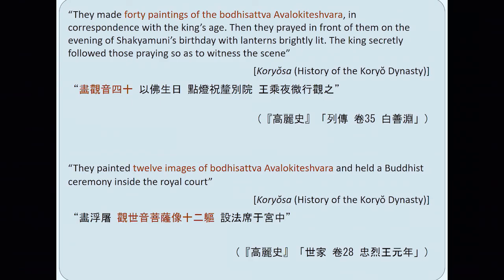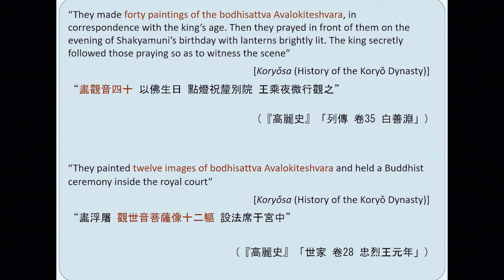The reason for this may be gleaned from a few passages found in historical texts, such as the Goryeo-sa, the history of the Goryeo dynasty. So these are quotes from historical records. They made 40 paintings of the Bodhisattva Avalokiteshvara in correspondence with the king's age. So these are obviously being produced for the royal court under presumably royal patronage. They then prayed in front of them on the evening of Shakyamuni's birthday with lanterns brightly lit. The king himself secretly followed those prayers so as to witness the scene.